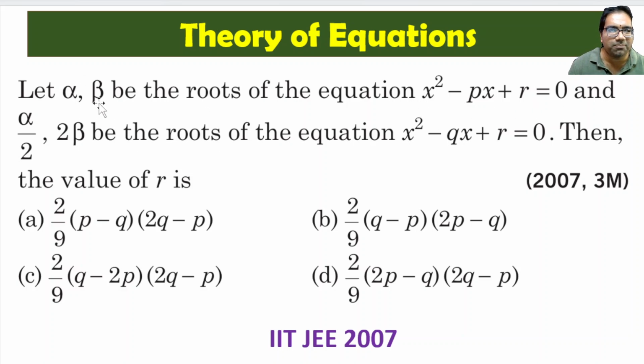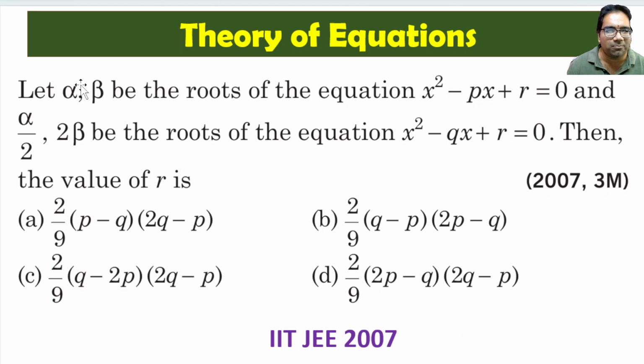See, alpha, beta are roots of this equation. What does that mean? Alpha plus beta is equal to minus b by a, which is equal to p, and the product of the roots, alpha beta, is equal to r. Similarly, alpha by 2 plus 2 beta is equal to q, and alpha by 2 into 2 beta, that is, this 2 and this 2 will cancel, so alpha beta, the product of the roots, is again equal to r.